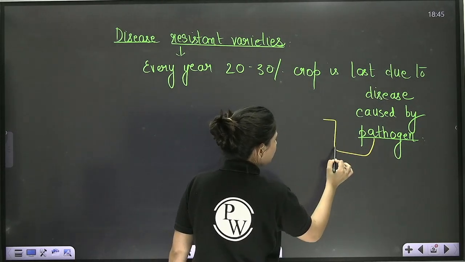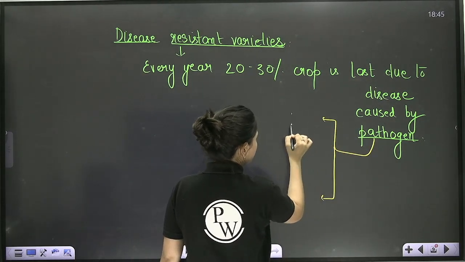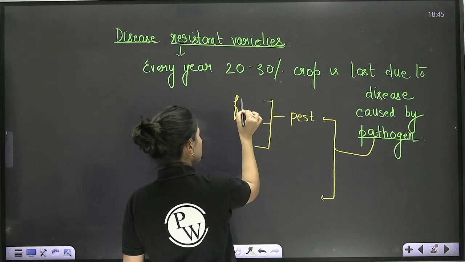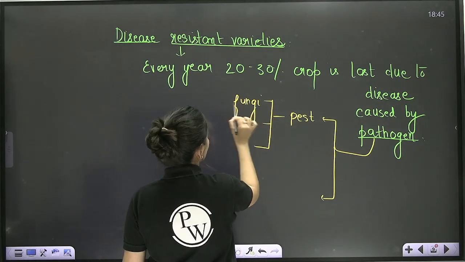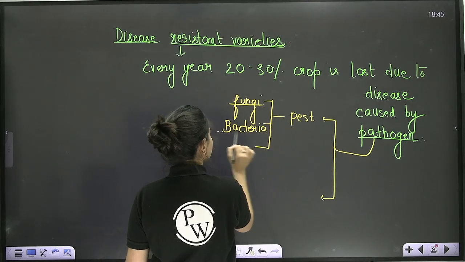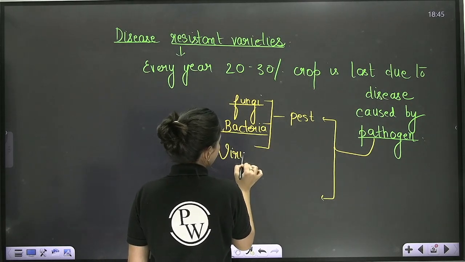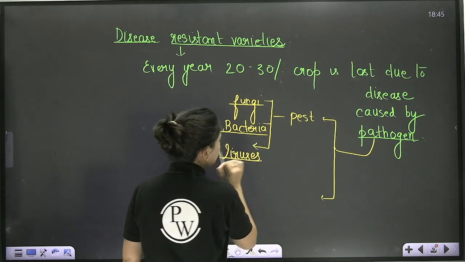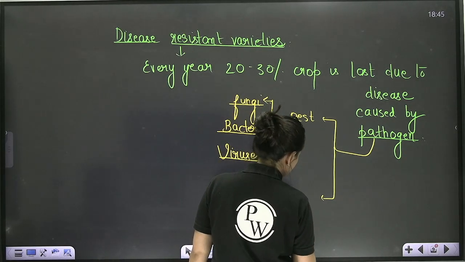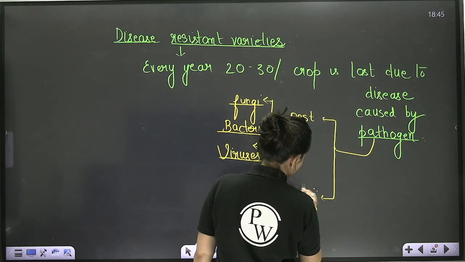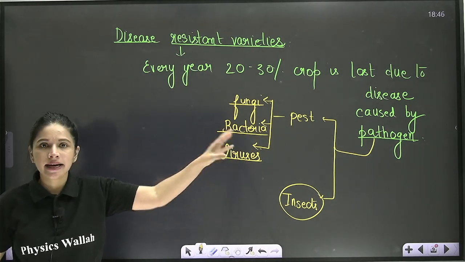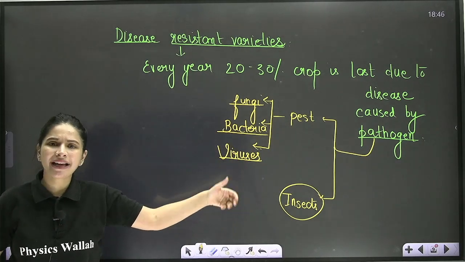So we can divide pathogens into two categories. First is pest, in which we mainly include fungi, bacteria, and viruses, right? Whereas the second category is insects. For pests, we spray pesticides. To avoid insects, we usually spray insecticide.